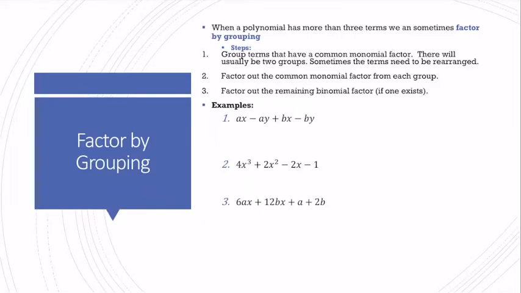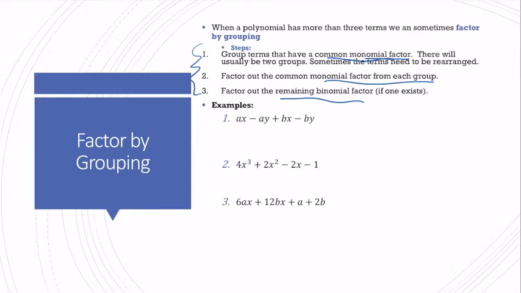The next type of factoring we're going to learn is factoring by grouping. So when a polynomial has more than 3 terms, we can sometimes factor by grouping. The first thing we're going to do is group terms that have a common factor. Sometimes you'll need to rearrange your terms, sometimes not. You factor out the common factor, and then you factor the remaining binomial if one exists. These steps aren't super clear, so I'm going to work through a few examples.